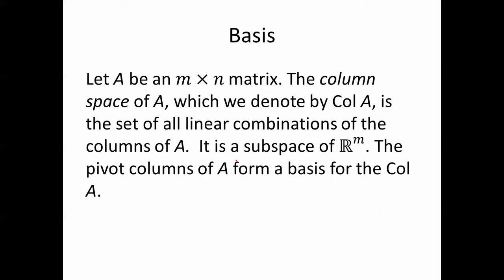Let A be an m by n matrix. The column space of A, which we denote by Col A, is the set of all linear combinations of the columns of A. It is a subspace of Rm. The pivot columns of A form a basis for the column space of A. So here's what we mean by that.